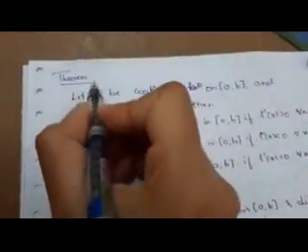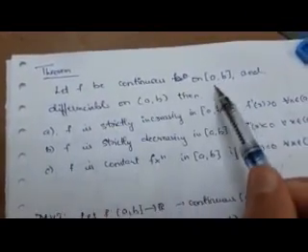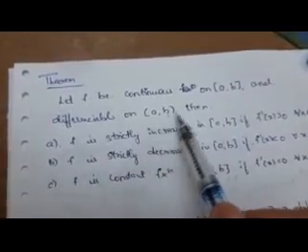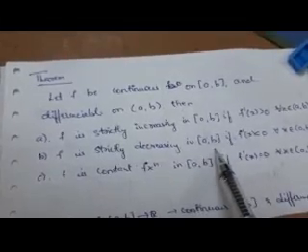Now, based upon the definition of a strictly increasing and strictly decreasing function, here we have the theorem: let f be continuous on the closed interval a comma b and differentiable on the open interval a comma b. Then f is strictly increasing in the closed interval a comma b if f dash of x is greater than 0 for all x belonging to a comma b. Similarly, it is strictly decreasing in the closed interval a comma b if f dash of x is less than 0 for all x belonging to a comma b, and it is a constant function in that interval when f dash of x is equal to 0 for all x belonging to a comma b.